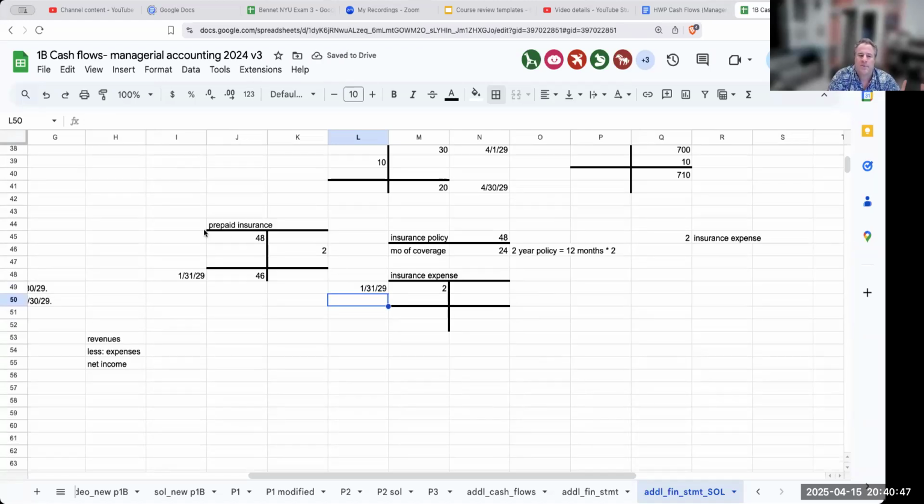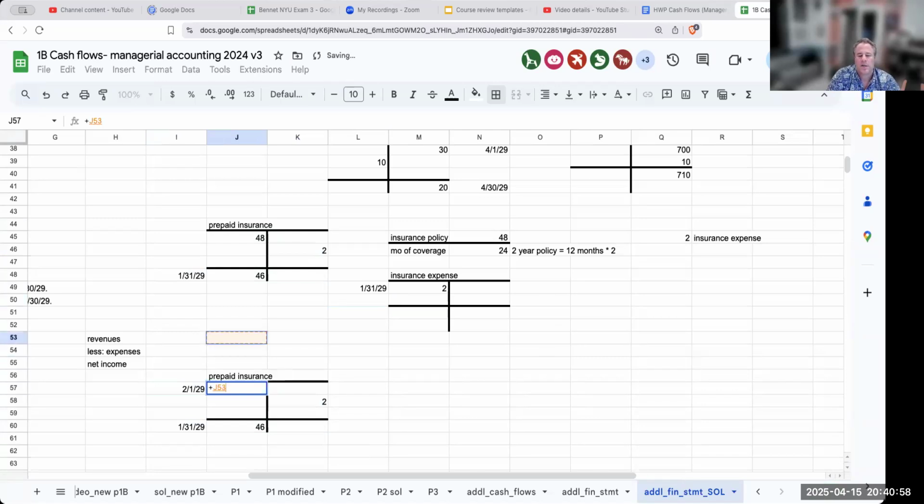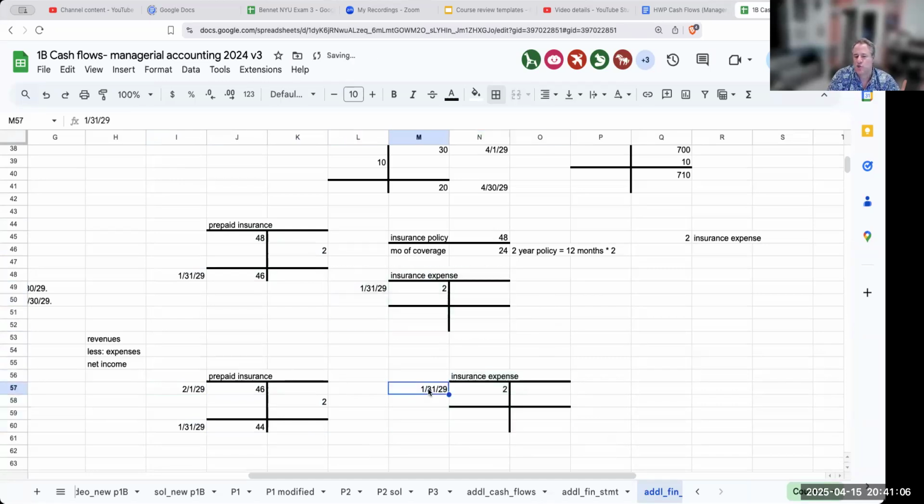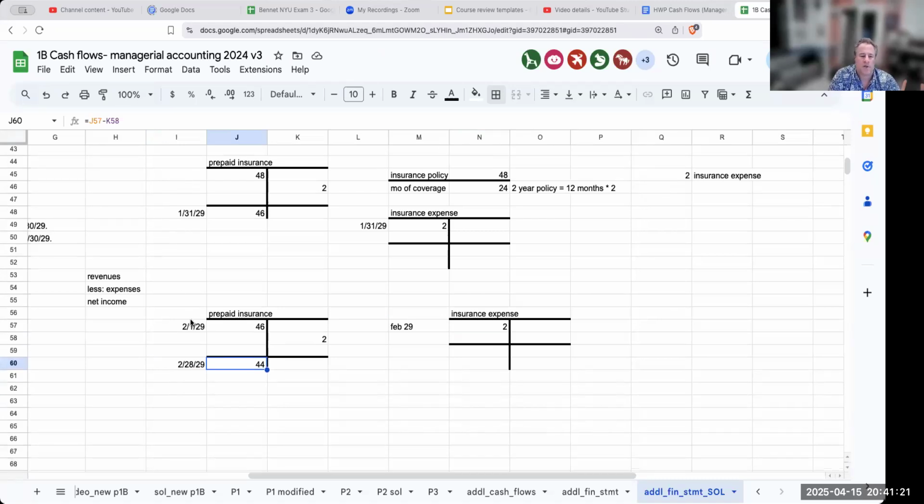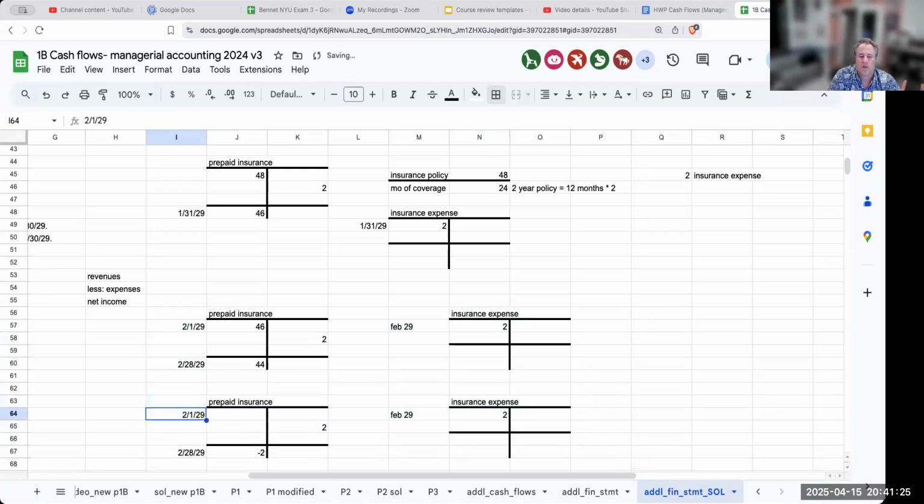Okay, so what happens in the next month? Let's take a look at that. Over here, my prepaid insurance balance on 2/1/29, the beginning balance is the ending balance from the prior month. Coming over here to my insurance expense for February 29, I'm going to record another 2,000 because that's how much I've used. My ending balance on 2/28/29 is now going to be 44,000. I'm going to do the same thing for the month of March, 3/1/29. So my ending balance of 1 month becomes my beginning for the following month.